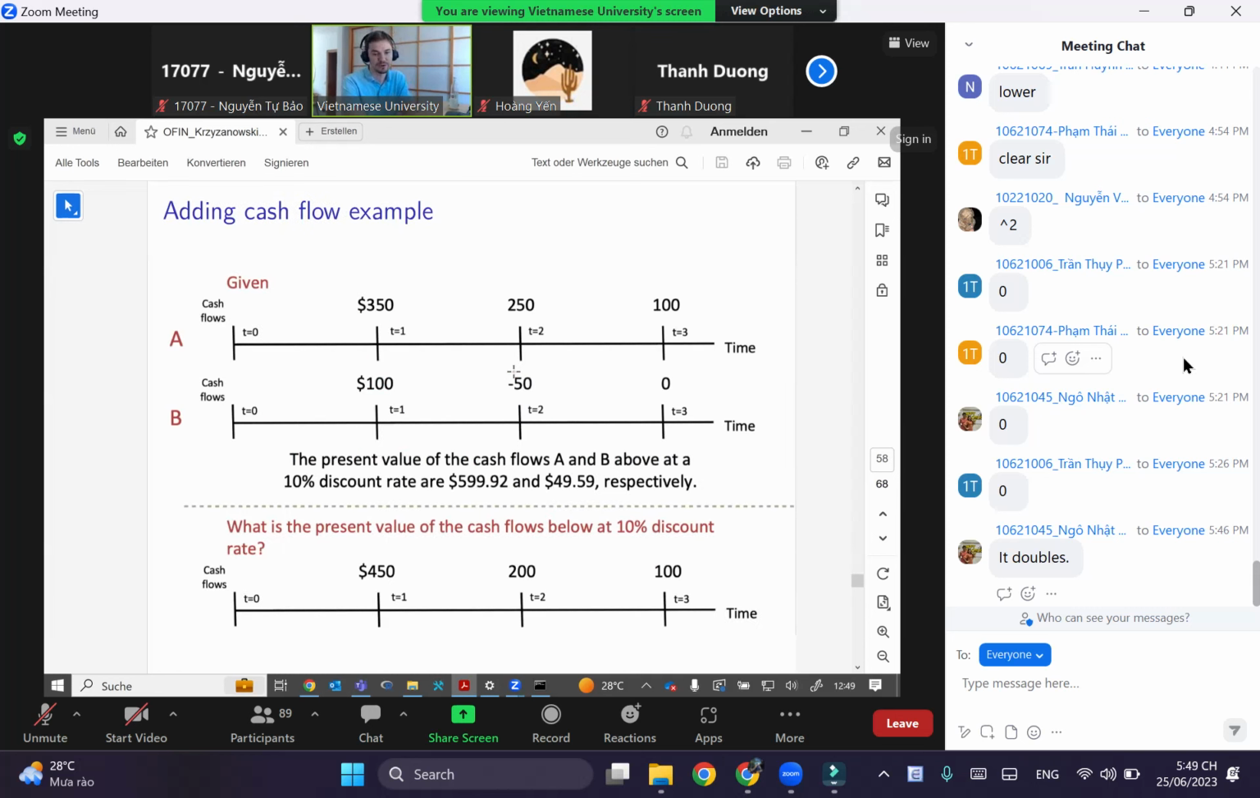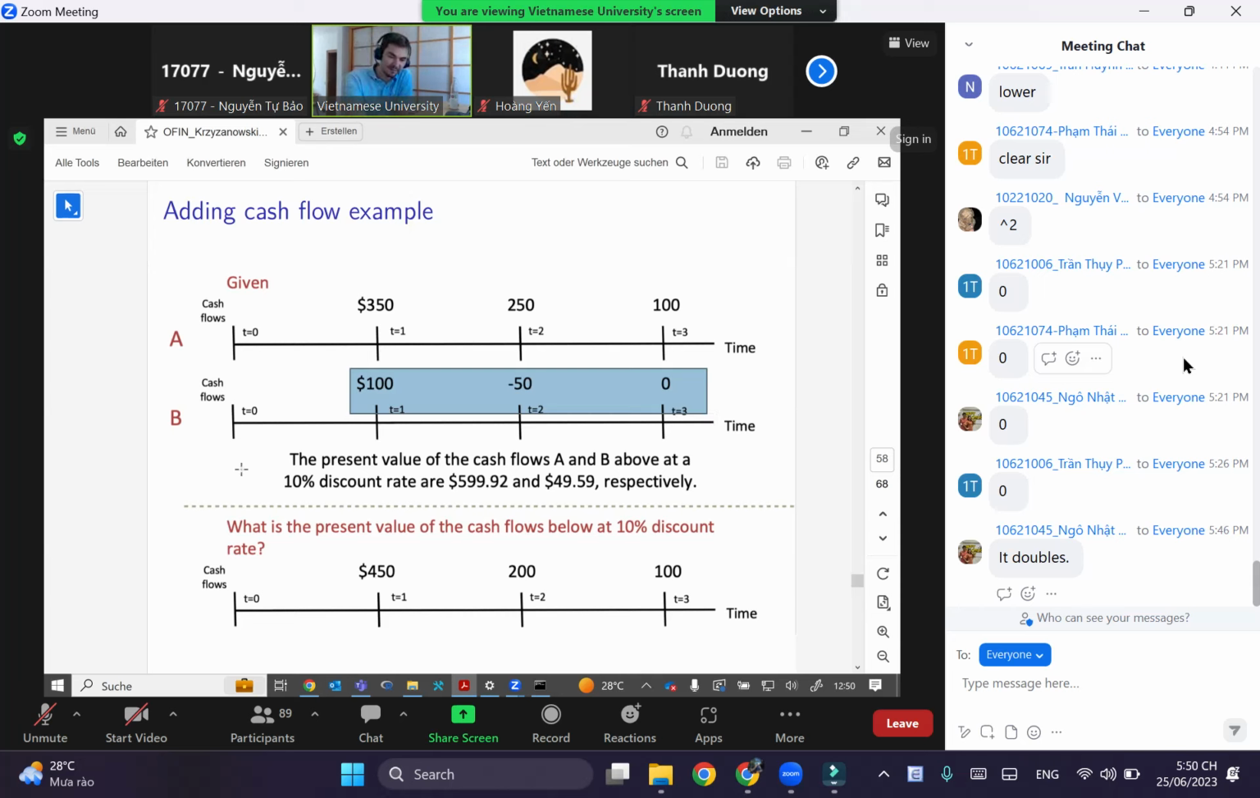Now, adding a cash flow example. Suppose we have two cash flows, cash flow A and cash flow B. Cash flow A being characterized here by these highlighted cash flows. So in period 1, 350, in period 2, 250, in period 3, 100. And cash flow B being characterized here by these cash flows. So 100 in period 1, minus 50 in period 2, and 0 in period 3.